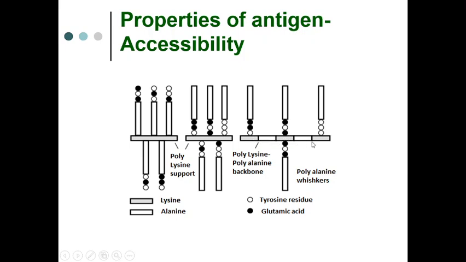The backbone now is made up of polylysine polyalanine polymer, where there are alternating units of polylysine and polyalanine peptide. Say for example, 10 amino acid residues of polylysine peptide bonded with 10 amino acid residues of polyalanine, followed by once again polylysine and polyalanine. Like that, they prepared a backbone with the alternating unit of polylysine and polyalanine peptide, and to that backbone the whiskers were attached in a similar manner as in the second molecule, with tyrosine and glutamic acid residues turned inwards, and the polyalanine chain exposed outside.